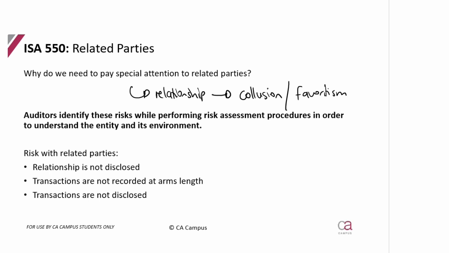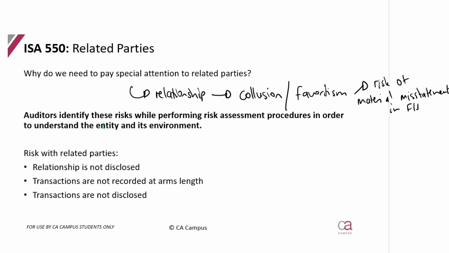They could work together to act fraudulently, collusion. So we need to pay special attention to related parties as the auditors because there could be misstatements in the financials as a result of the relationship. Collusion, favoritism, so ultimately could be risk of material misstatements in the financial statements. That's why we must pay special attention. That same risk doesn't apply to a standard customer or supplier because there isn't that relationship that affects their decision making. So I just say, the auditor has to identify the risks when performing risk assessment procedures in order to understand the entity and its environment.